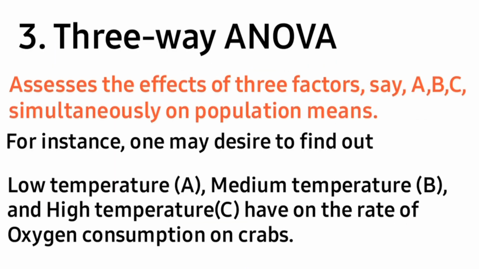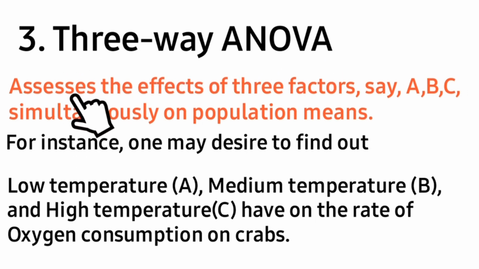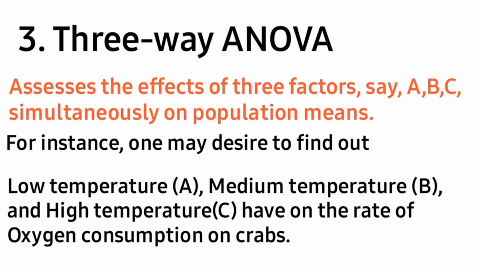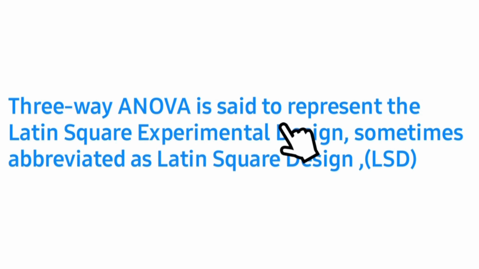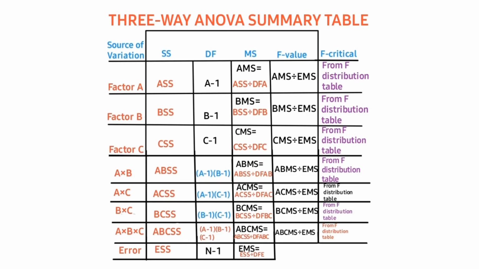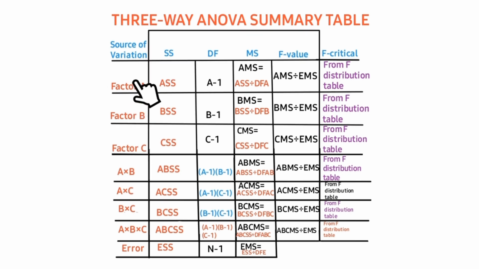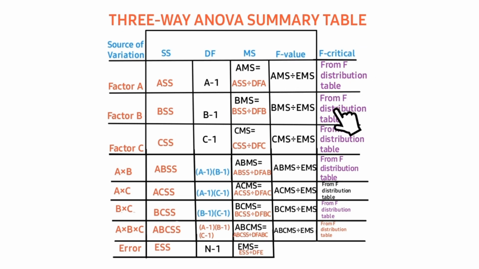The next type of ANOVA is the three-way ANOVA. Three-way ANOVA assesses the effect of three factors, say factors A, B, and C, simultaneously on population means. For instance, one may desire to find out the effect the following factors, like low temperature, medium temperature, and high temperature, have on the rate of oxygen consumption in crops. Three-way ANOVA is said to represent the Latin square experimental design, sometimes abbreviated as Latin square design. This table shows the summary table for three-way ANOVA, where we have various factors like factors A, B, and C, and their interactions, their F values, and their F critical.